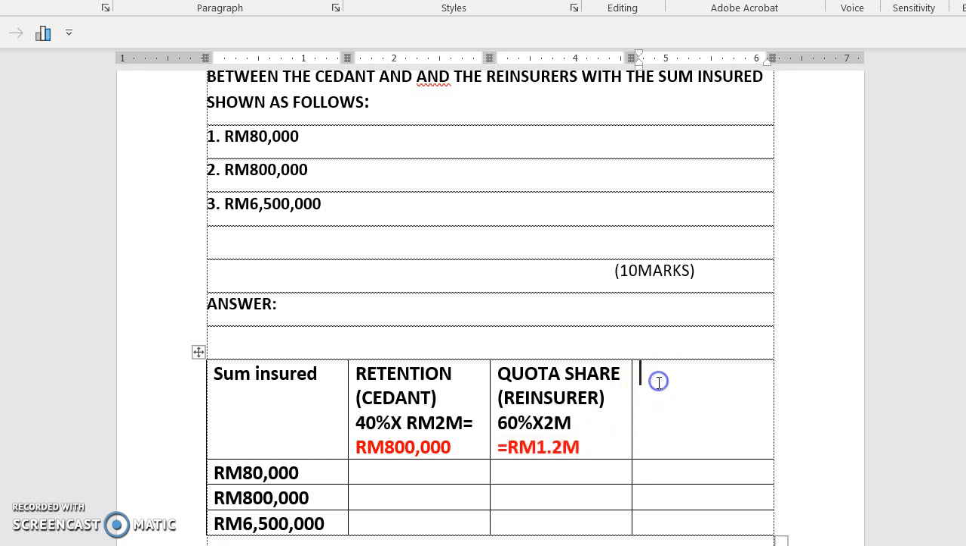Okay, next, we have to calculate if there is any surplus. The surplus amount will be paid by the reinsurance company. They will give in terms of the 4 layer, or 4 times of surplus, that will be paid by the reinsurance company.